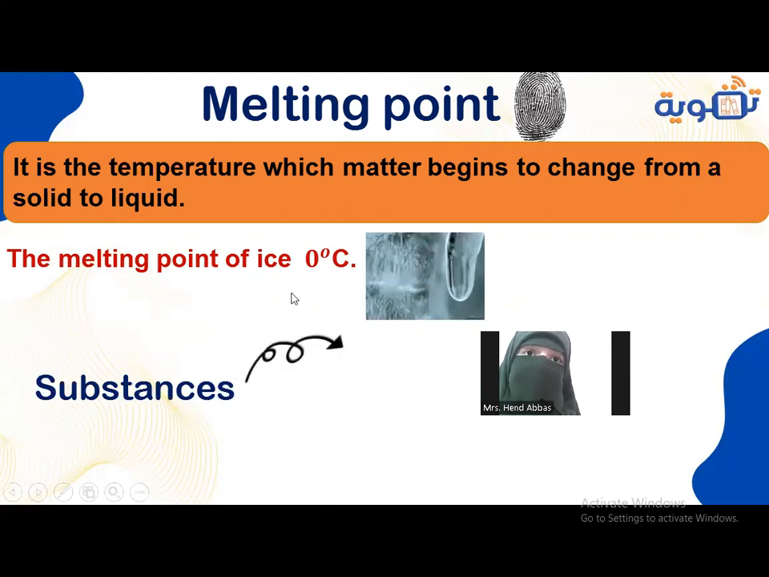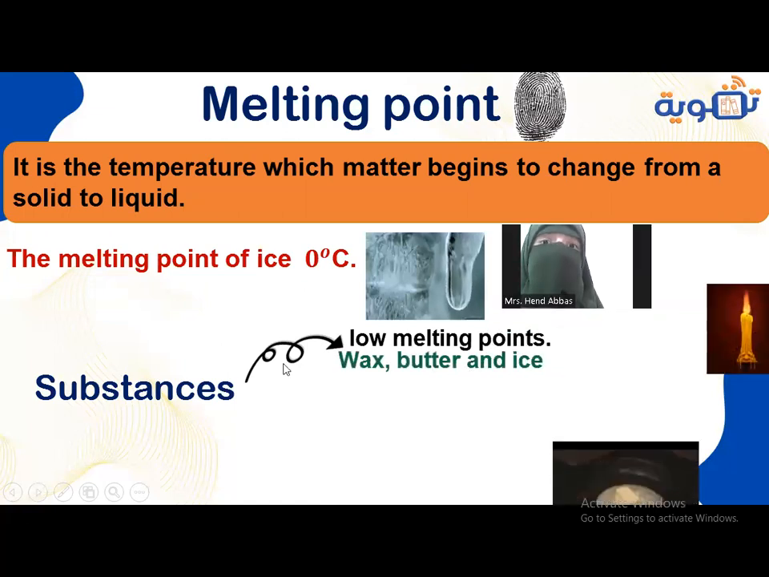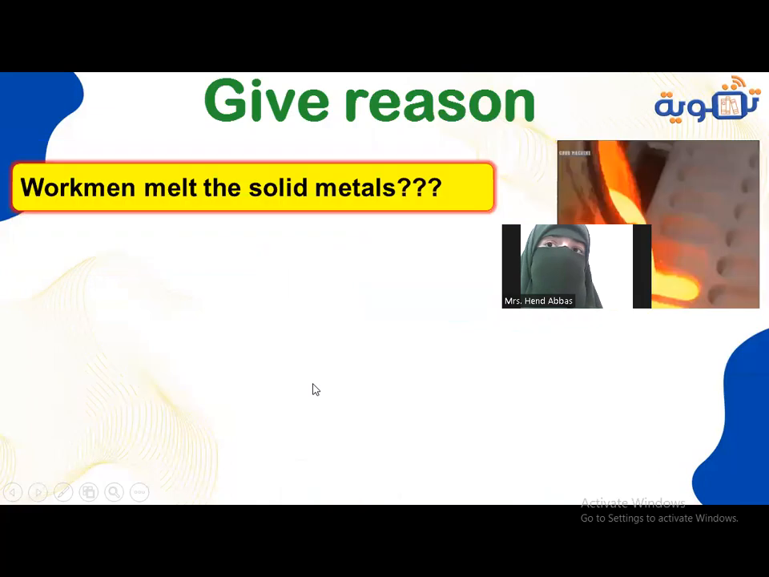We divide the substances according to their melting points into two types. Low melting point, like wax, butter, and ice. And there are some substances that have high melting points, like metals, also table salt.